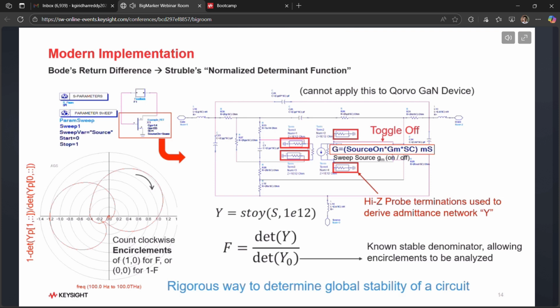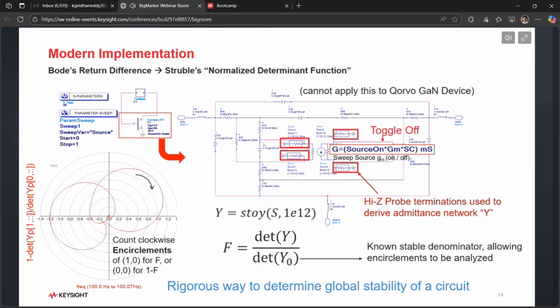And this is a way to determine the global stability of a circuit. So if you do this across all of the active nodes, you turn them on, you turn them off, you take the determinants, you can get the global stability of the circuit. So this technique has been the gold standard of how to analyze your circuit for stability. And it works really well. There are some challenges with it.